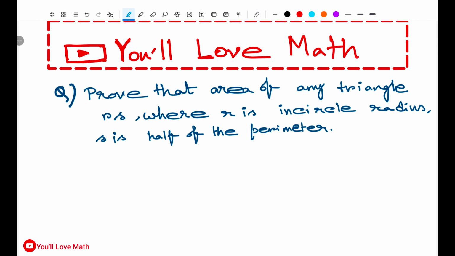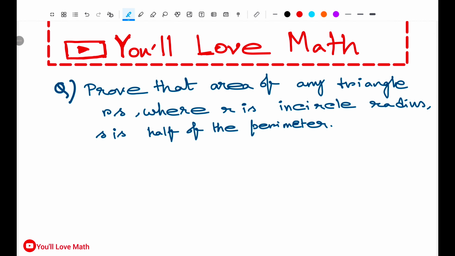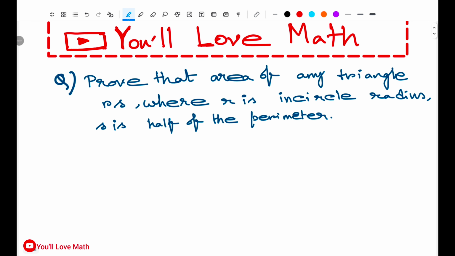Good morning, student. Today we will prove a beautiful theorem of Euclidean geometry: the area of any triangle is r into s, where r is the incircle radius and s is half of the perimeter.